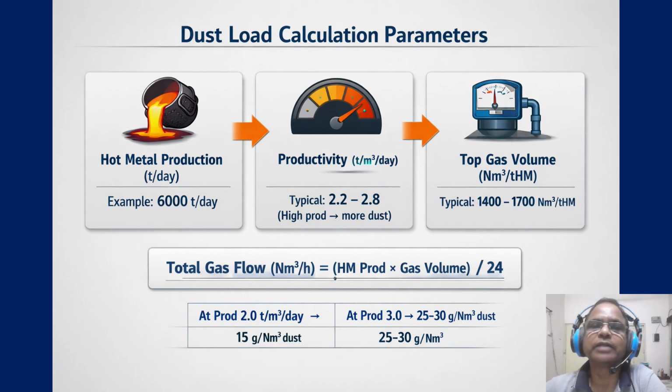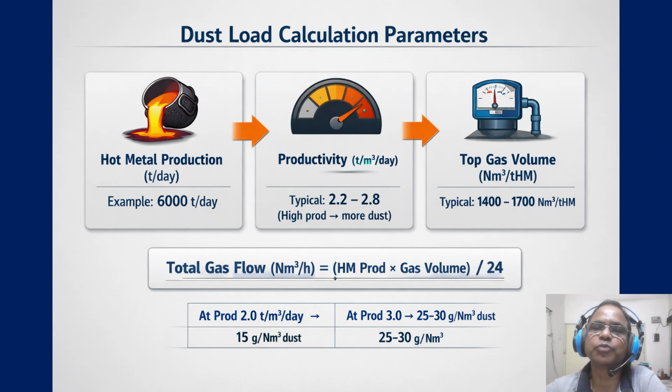So now let's look at the three key parameters you must know before any dust load calculation. First, hot metal production, for example 6000 TPD. The more iron you make, the more gas flows and the more dust you carry. Second, productivity in tons per cubic meter per day, typically in the range of 2.2 to 2.8.